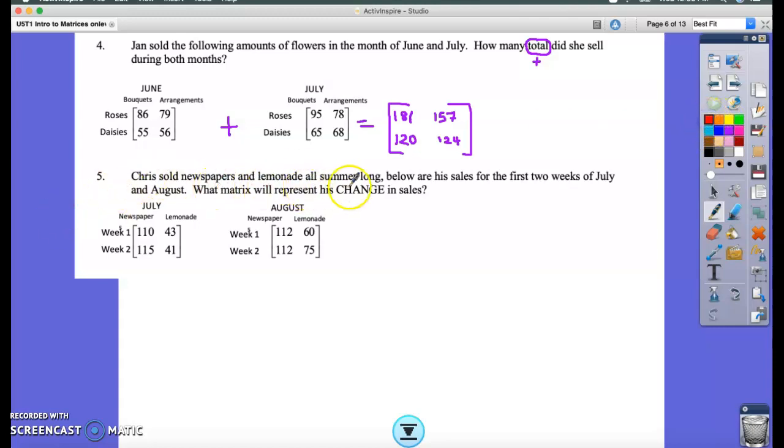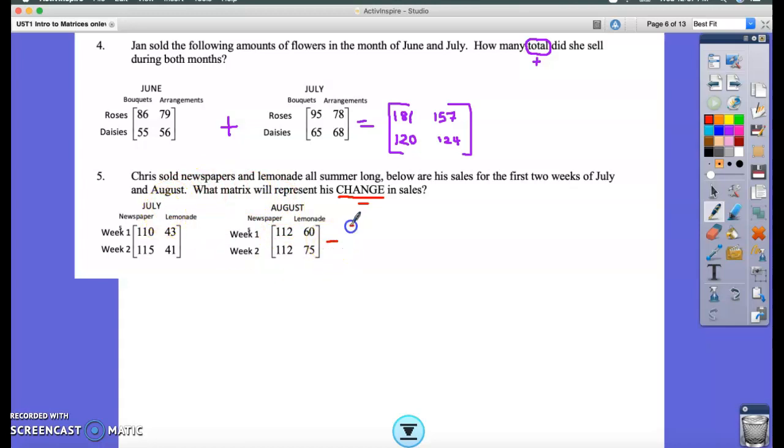Chris sold newspapers and lemonade all summer long. Below are his sales for the first 2 weeks of July and August. What matrix will represent, and you notice I put it nice and bold because this is something we need to think about, his change. Change is not totaling it up, it's trying to see what happened from one month to the next. Did my sales go up? Did they go down? So we're going to be subtracting. And here's the really important thing that we need to think about. When I do this change, I'm going to take August minus July, the most current minus the past.